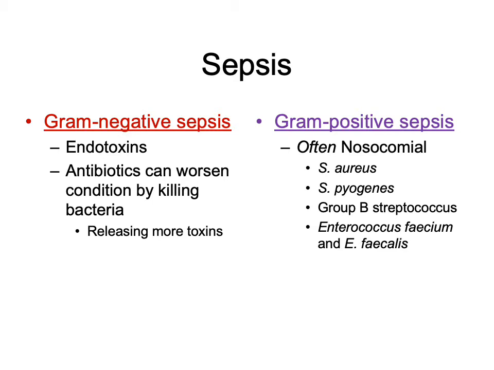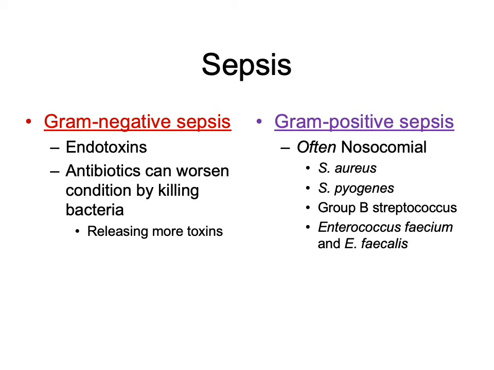When we are culturing the bacteria, of course, we are looking for whether it's gram-negative or gram-positive, because those are two different types of sepsis that can occur. Remember, gram-negative sepsis is when that endotoxin is released. That can cause gram-negative sepsis. That endotoxin is in the LPS layer of the gram-negative bacteria. Remember, antibiotics can worsen an infection by killing the bacteria and releasing the endotoxin to the body.